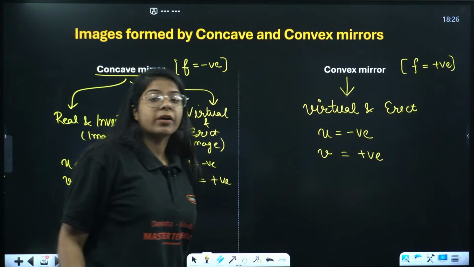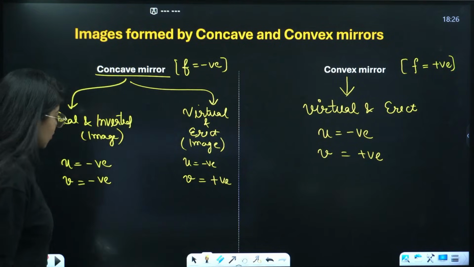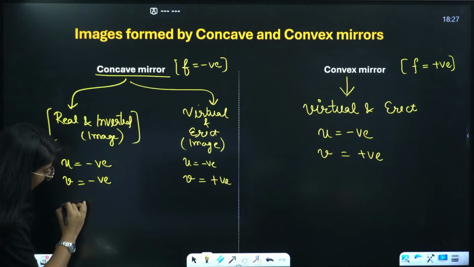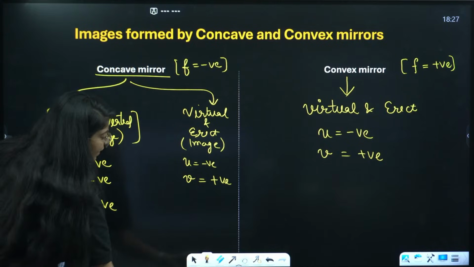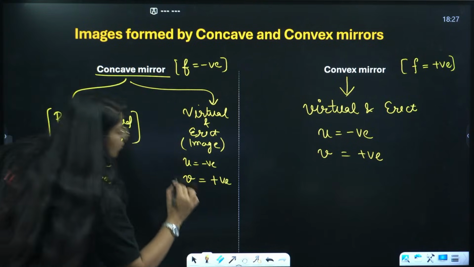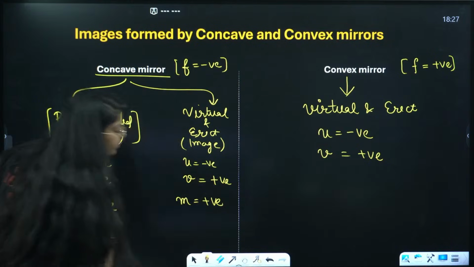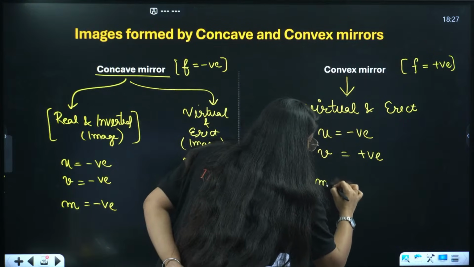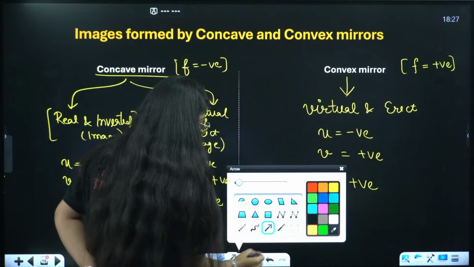Now talking about magnification. For real and inverted, magnification is always negative. For virtual and erect, magnification is always positive. And in this case, for virtual and erect, again magnification will always be positive.